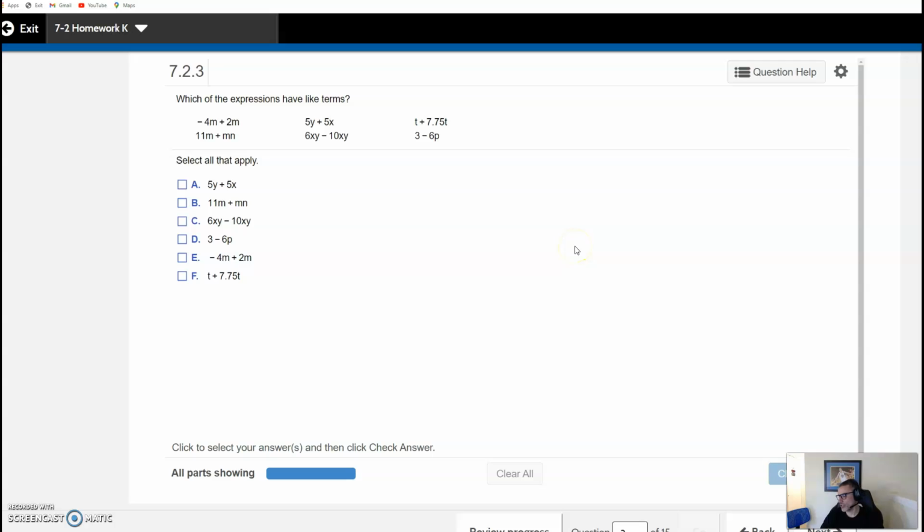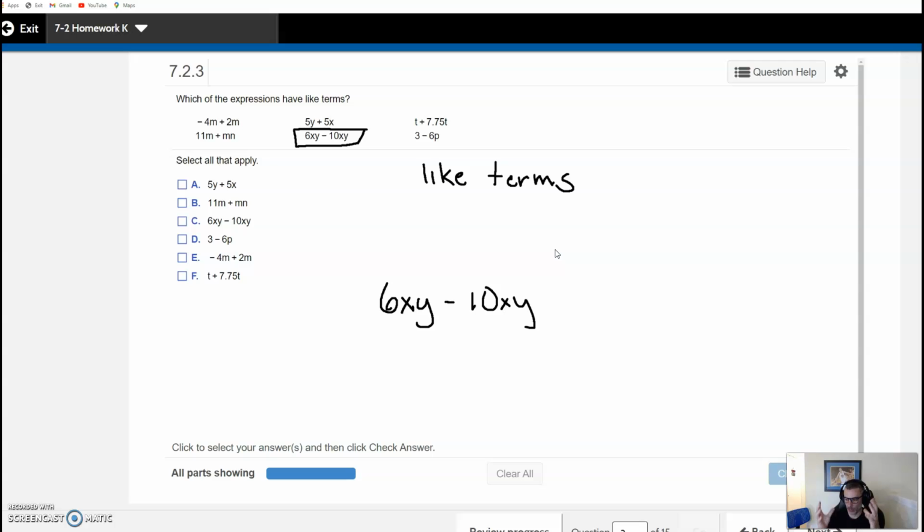All right, the next question talks about this idea of like terms. This is the word that we're talking about here. And I'm just going to grab one of these right here. I'm going to grab this one to start off with. It says 6xy minus 10xy. And like terms means that they have the same variable component. So each of these is a term, right? This is a term right here, and this is a term right here. So this mathematical sentence has 2 terms.